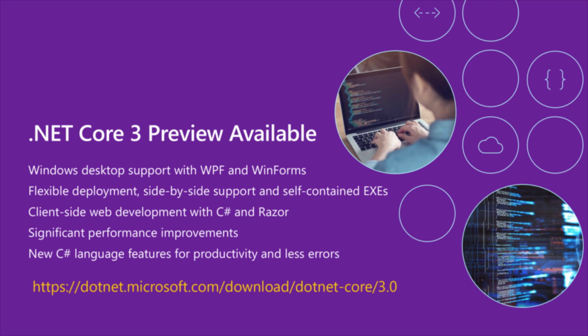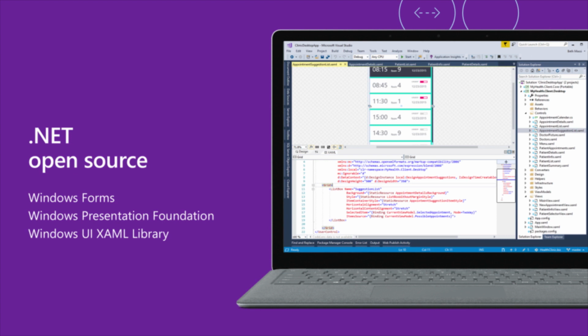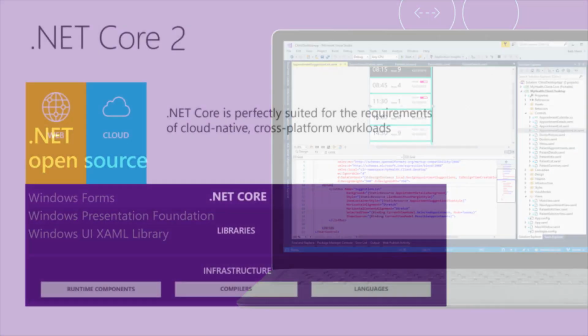.NET Core has always been fast. We're making it faster. And we have new C# language features to make you more productive and have fewer errors in your code. Also, .NET Core has always been our open source platform. And so as we bring the desktop platforms, WinForms and WPF, to .NET Core, we've also made them open source. All the code is on GitHub for you to check out and contribute back to us.